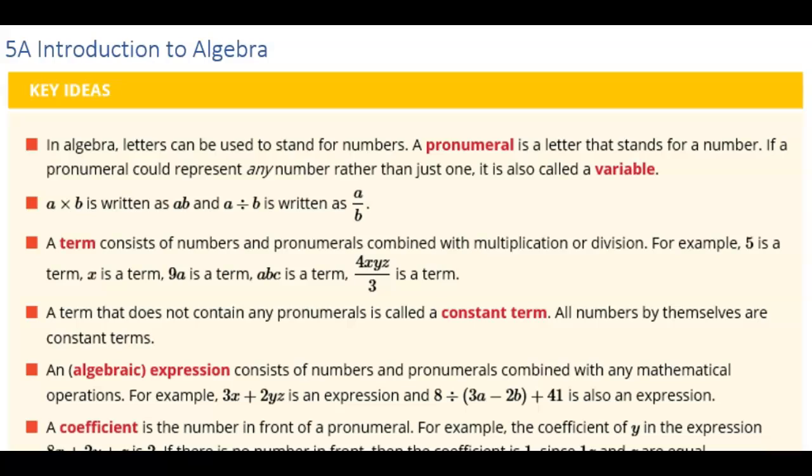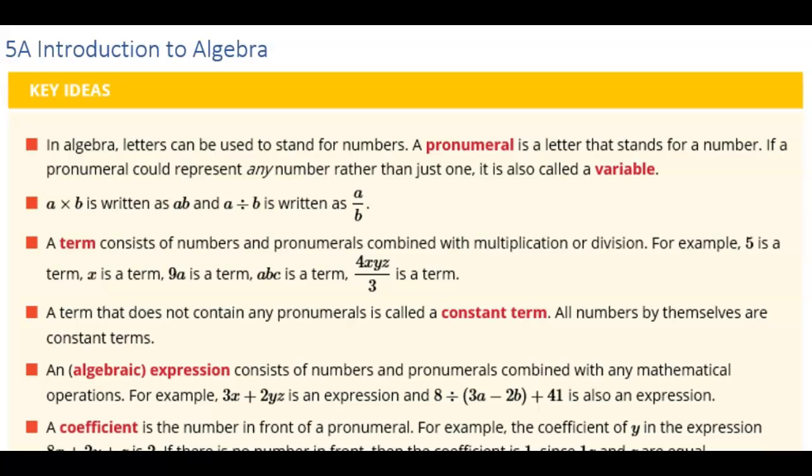If a pronumeral could represent any number rather than just one, it is called a variable. A good example of this is maybe the number of cakes a baker sells in a day. One day they might sell 10, another day they might sell 7, but if we let the letter that represents the number of cakes being sold be n, it changes every day. On Monday n is equal to 10, on Tuesday n is equal to 7, on Wednesday n could equal 15. So it varies day by day.